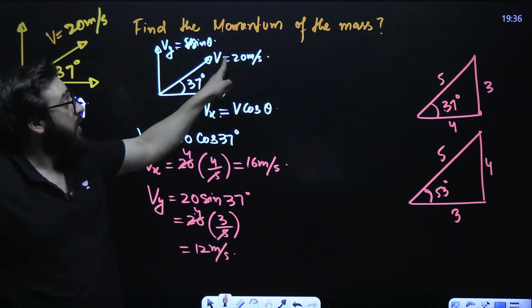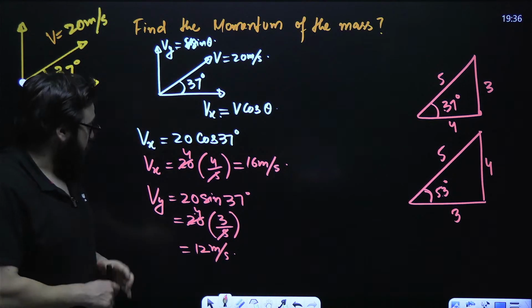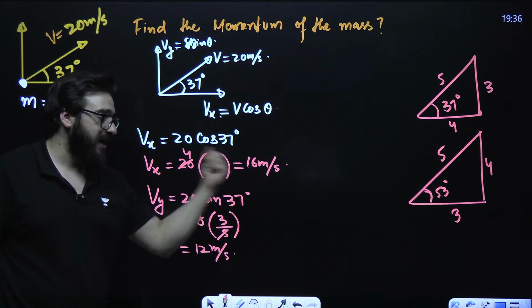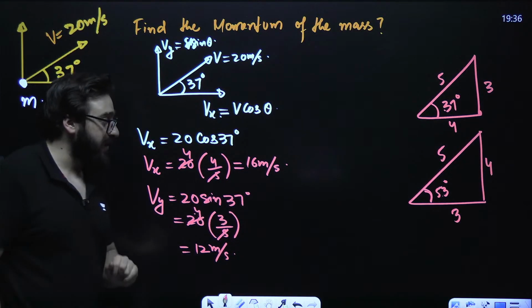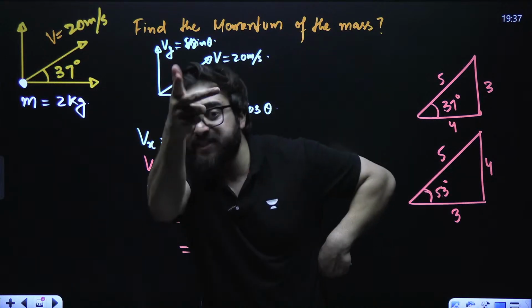This means this vector is resolved into this component and this component. Horizontal component has the value 16. Vertical component has the value 12. Now, you can also think of it something like this.